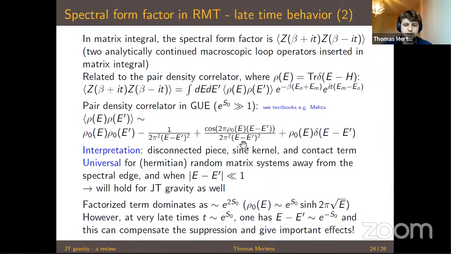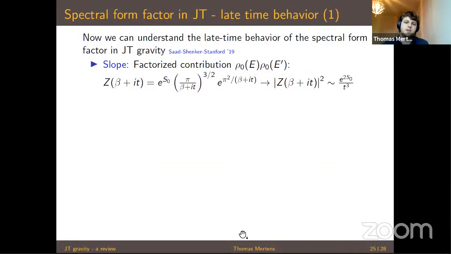In particular, because rho 0 of E is just a single spectral density, but with a factor e to the S0 in front, you expect this one to dominate as e to the 2S0, because these other terms don't have an e to the S0 up front, and this one only has one. However, at very late times, of the order exponential in the entropy, by Heisenberg this means very small energy separations, and this can compensate the suppression and give very important effects, because if the energy separation is of the same order, there's a competition between this leading term and these subleading terms. With all of this, we can understand the late time behavior of the spectral form factor in JT gravity.